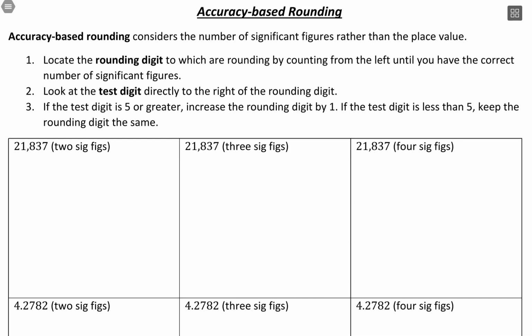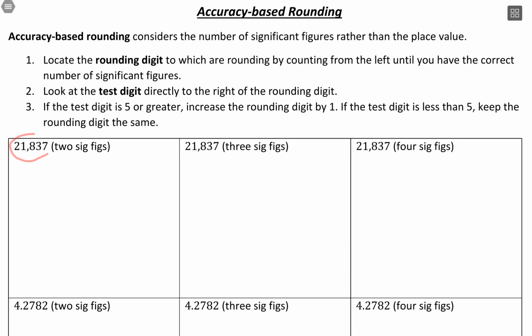So let's talk about rounding based on the number of significant figures that we want to work with here. Some explanation up here, and really it should look better in practice, but just to give you some terminology. We're going to locate the rounding digit, and we'll do this by counting to the left. So let's do this for our first case here.